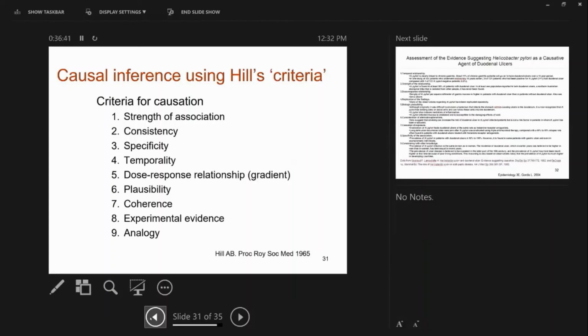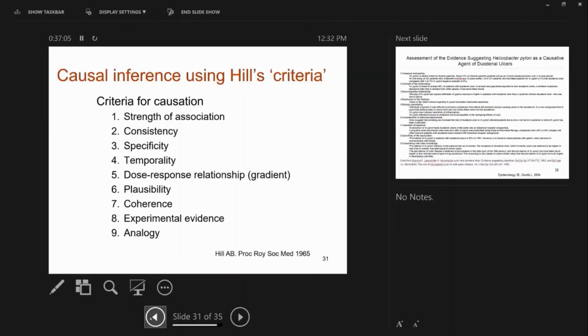Temporality. Remember, cause must precede the effect. Okay, temporality has to be guaranteed. Dose response. More packs of cigarettes you smoke, if you find a nice linear association, right? Greater the smoking, greater the risk of lung cancer. That gives you reassurance that that gradient you see is more likely to be causal.